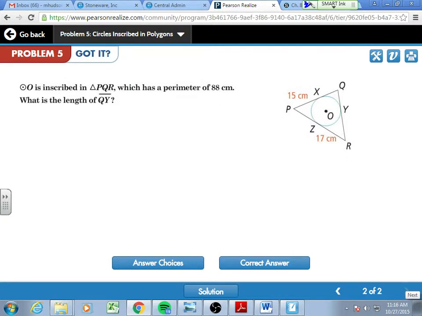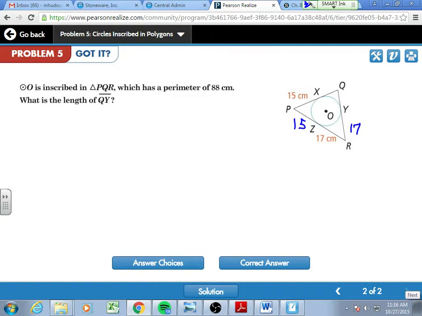Mackenzie, what's PZ? McKenna, what's XQ? Ooh. Hold up, what do you do? Do you know YR? 17. How do I figure out XQ and QY if I don't know either of them?